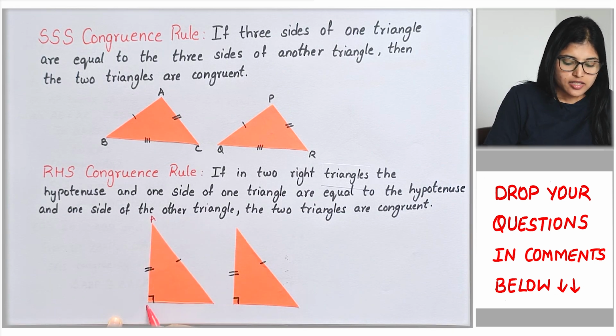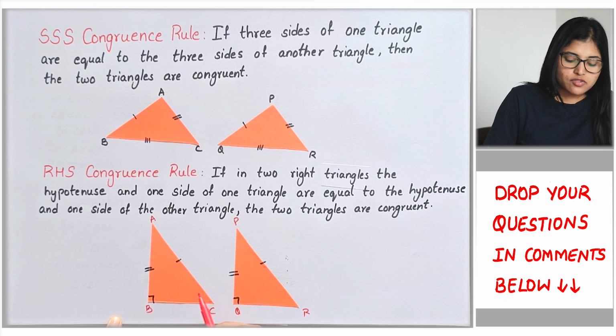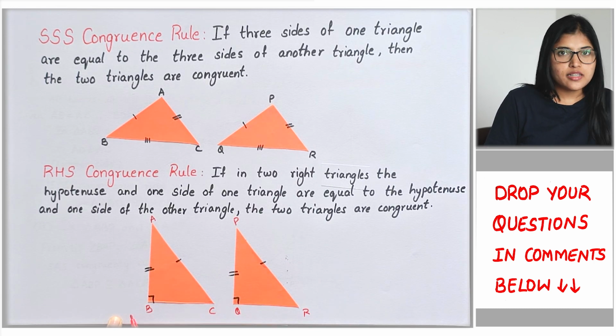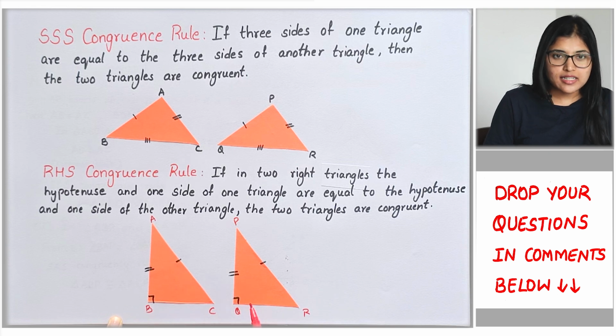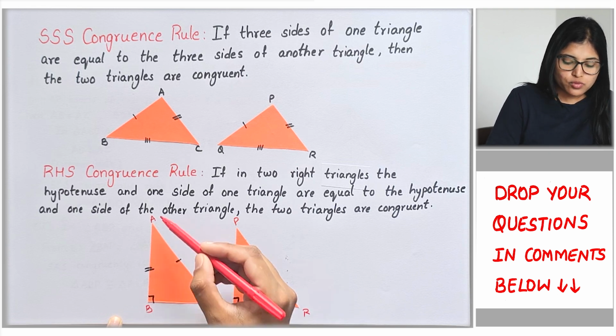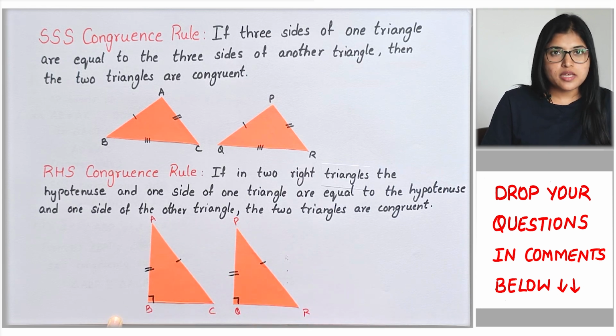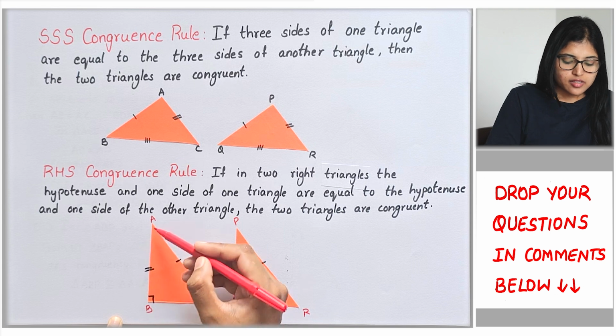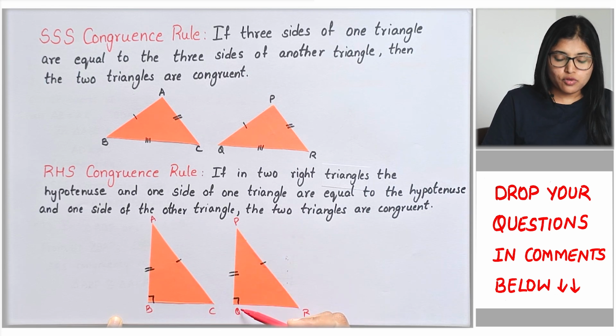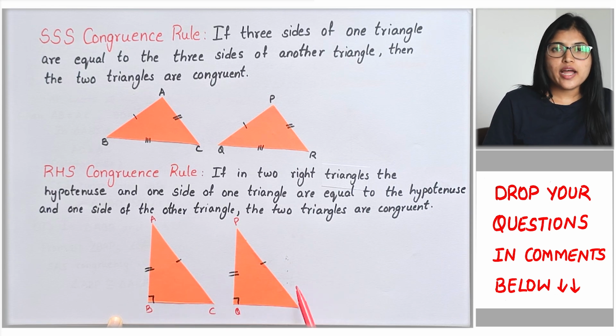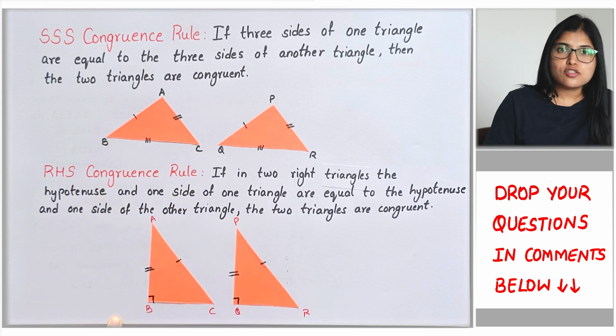Again, let's say this triangle is ABC and this triangle is PQR. Both triangles have a 90 degrees angle, so they are right angle triangles, and hypotenuse AC is equal to hypotenuse PR, and another side, that is AB, is equal to PQ. Here we say these two triangles are congruent according to the RHS congruence rule.